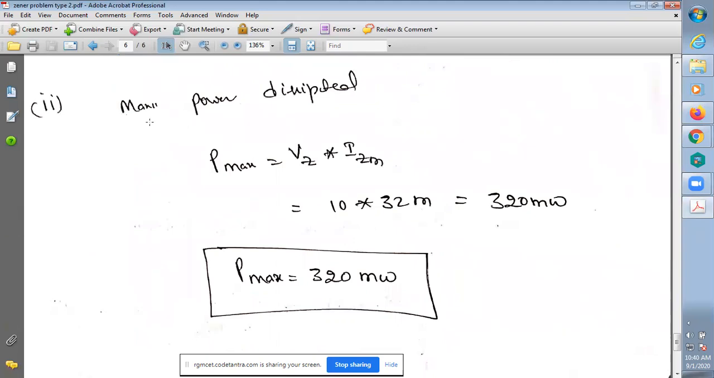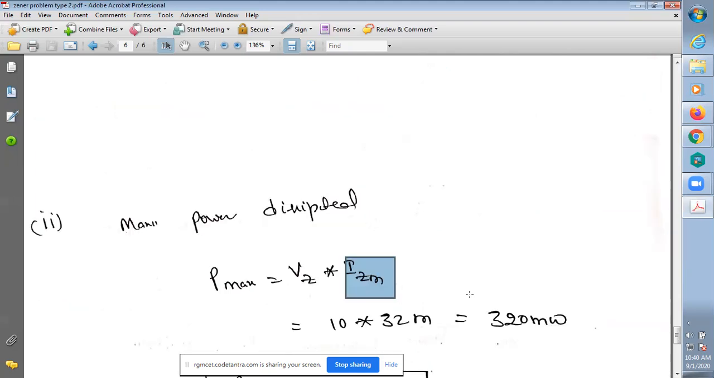Maximum power dissipated. How much is the power handling capability of this circuit? Maximum power is equal to Zener voltage Vz times Iz maximum. Already given, Iz maximum is equal to 32 milliamperes. Then that is multiplied with 10. That is equal to 320 milliwatts. That is the maximum power, right?